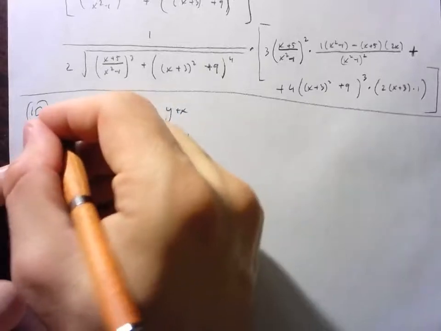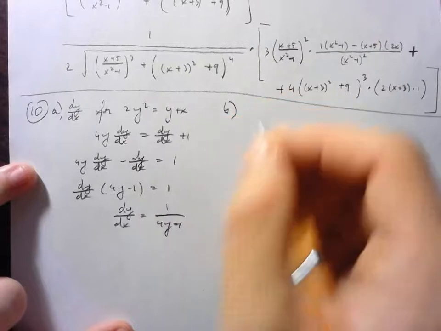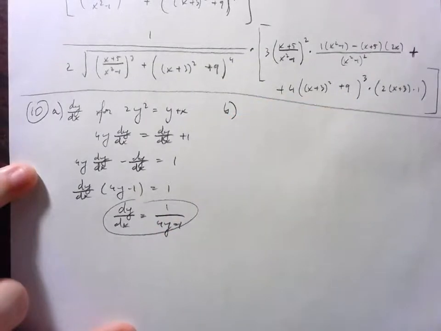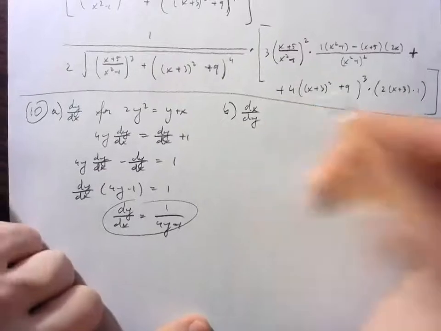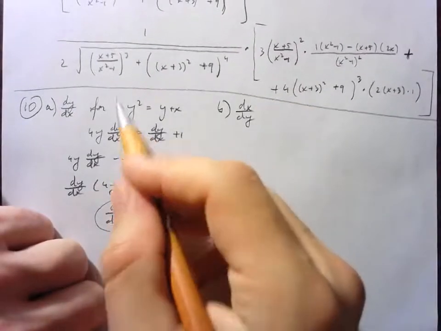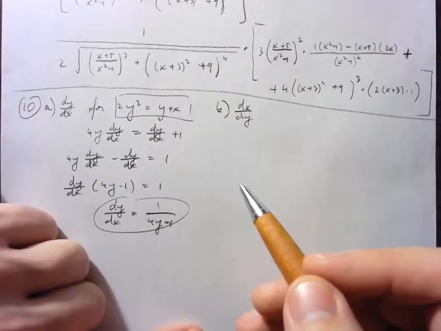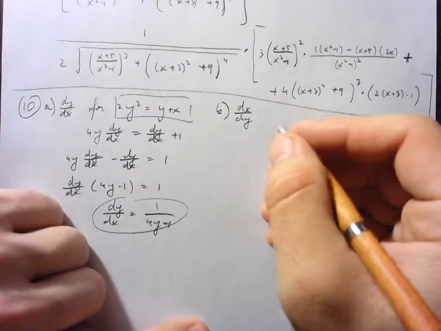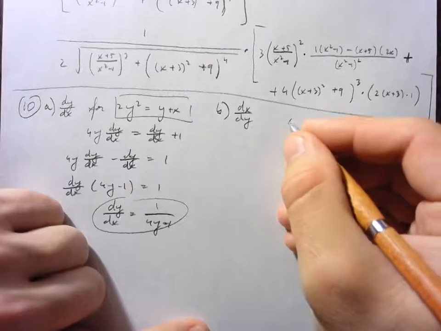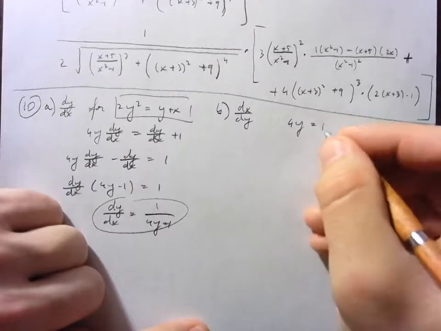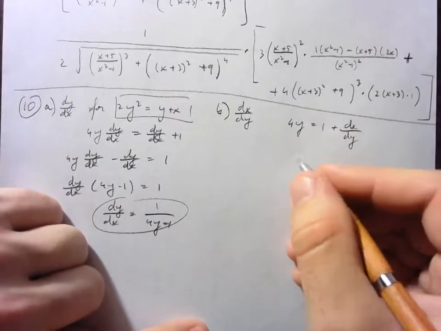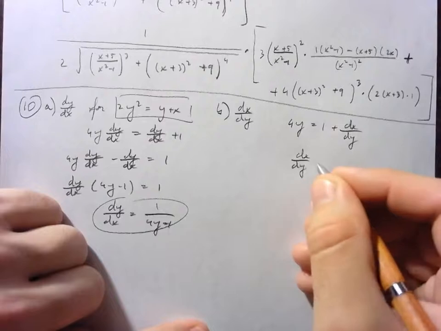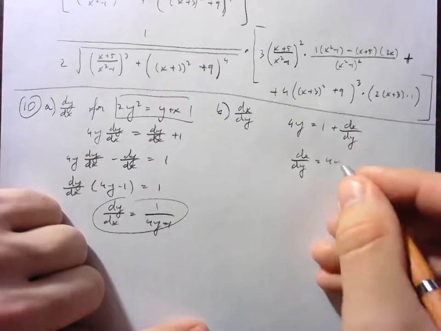Now this was part A. Part B of this question is basically asking us to do the same, but now I need to find dx dy. So let's take a look. Now I'm looking at this same equation here, except I'm taking the derivative with respect to y. So on the left hand side, I'm just going to be left with 4y equals 1 plus dx dy, and that means that dx dy is equal to 4y minus 1.